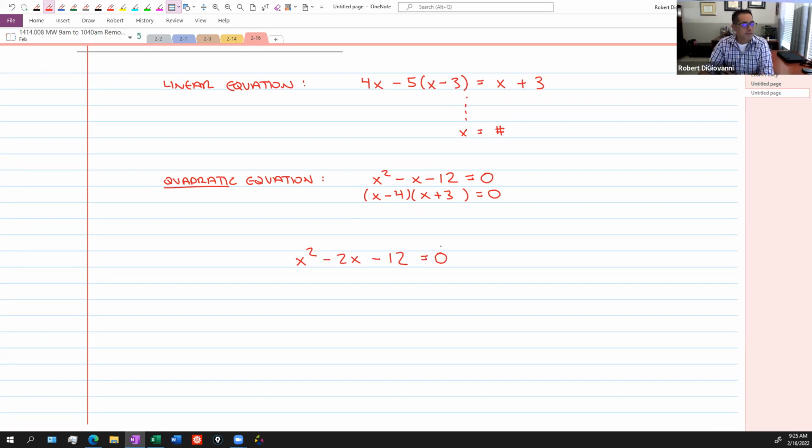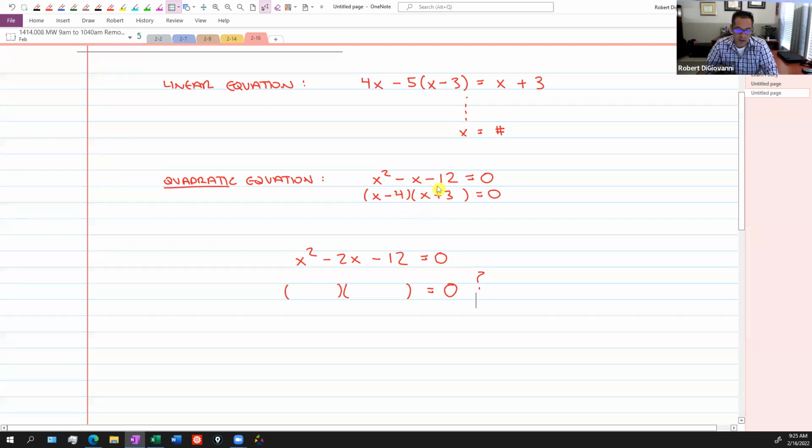So what if we have that? Can this factor? Can you break this down into two things equal to 0? Well, for those of you who know how to do this one, would this one work? Does this break down? Can I write this as x something, and make it a factor?